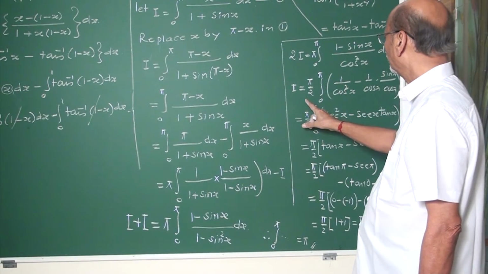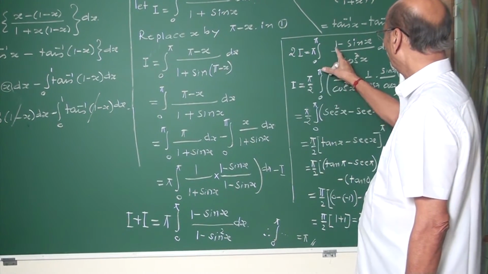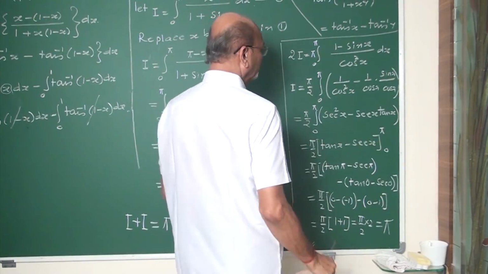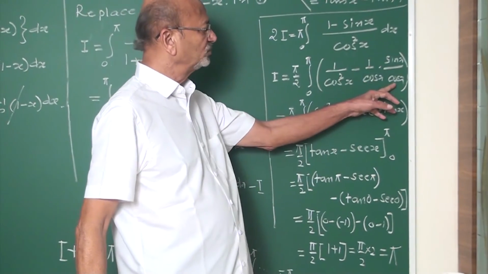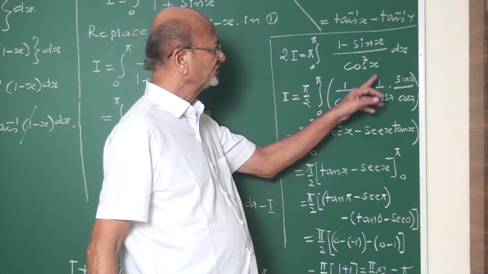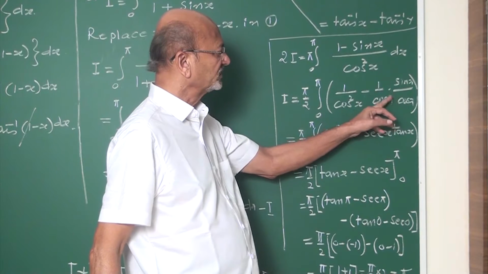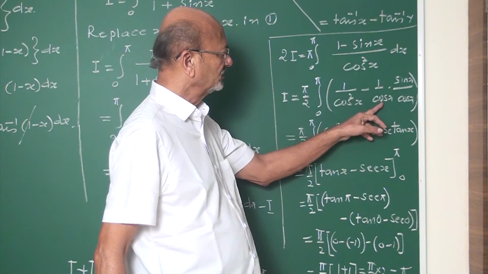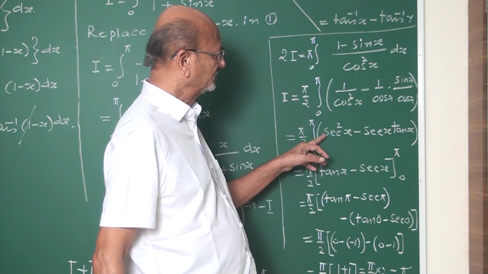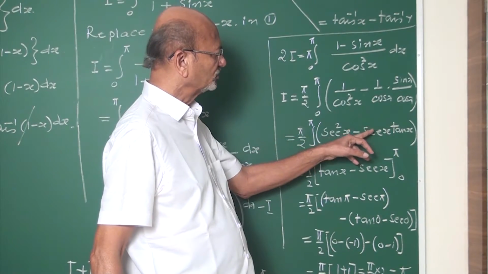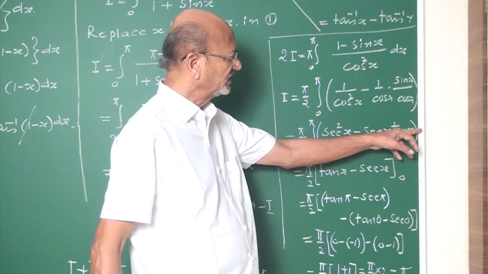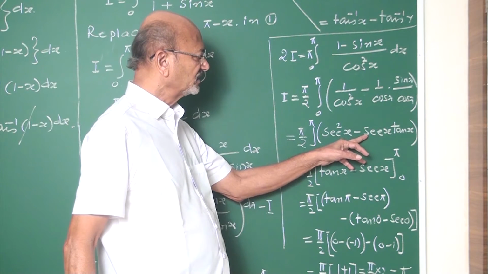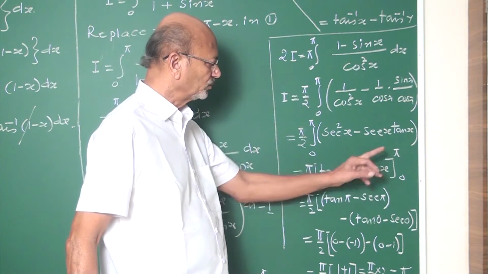It is pi by 2 into integral 0 to pi, 1 upon cos square x minus this. Split it: cos x into cos x. Written 1 by cos x into sin x upon cos x, which is nothing but 1 into sin x over cos x into cos x, which is cos square x. Friends, identity: sec square x minus 1 by cos x is sec x, sin by cos is tan x dx. Integral of sec square is tan, minus integral sec x into tan x is sec x, 0 to pi.